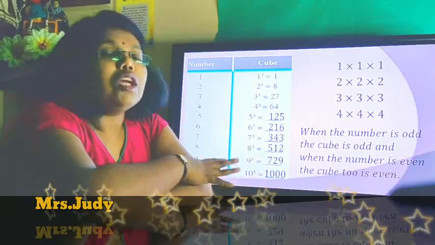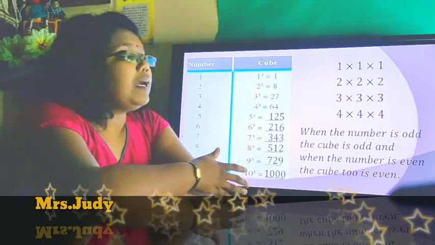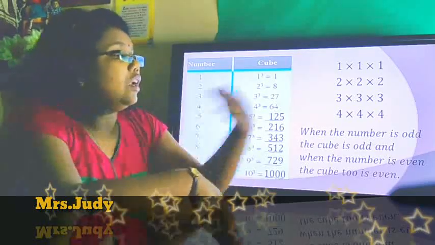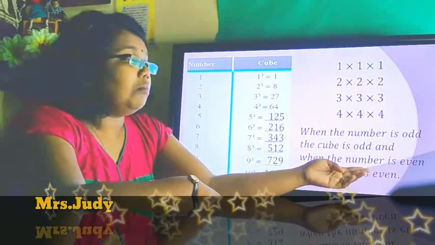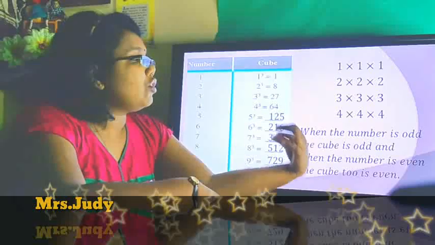These are the cubes. Now based on this, like I said, the patterns are important, and here the pattern that we could see is when a number is odd, the cube is odd. When the number is even, the cube too is even. This is what we could observe from this.